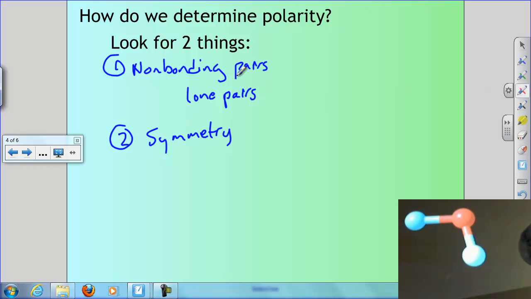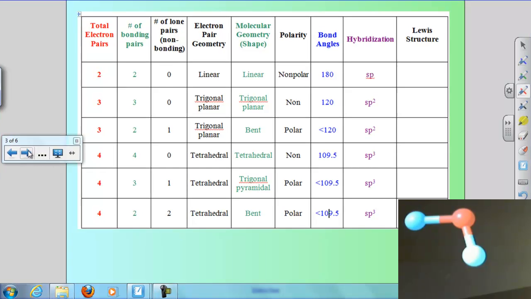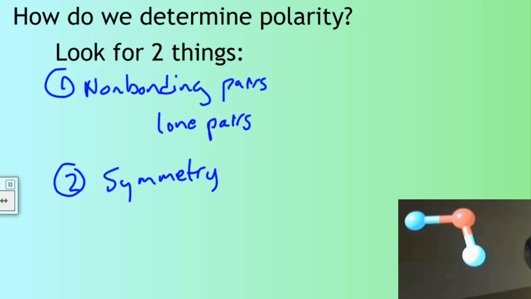And chances are, if they have non-bonding pairs, then there's usually a pretty good chance of polarity. If you look back at the table, 1 non-bonding pair, it's polar. 1 non-bonding pair, it's polar. 2 non-bonding pairs, it's polar. So when you draw your Lewis structure and you get non-bonding pairs, that's a pretty good chance that it's polar. Not always, but a pretty good chance.